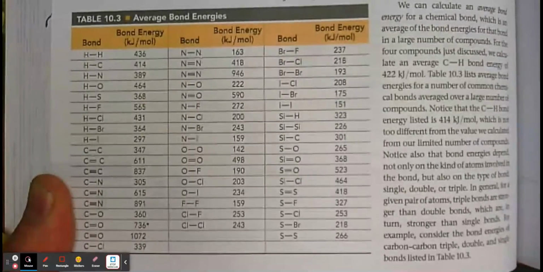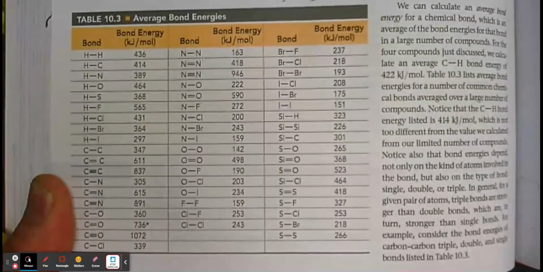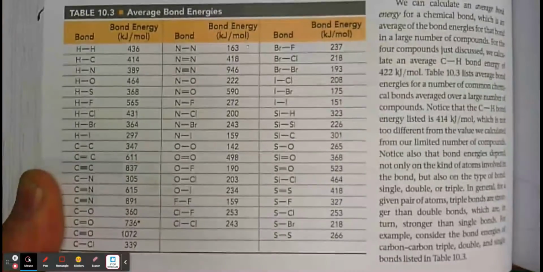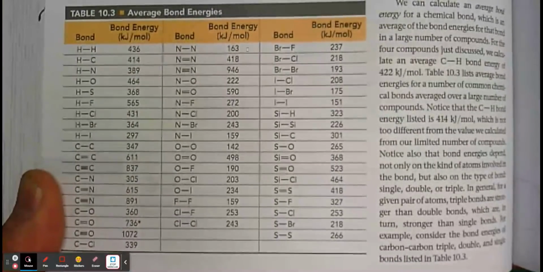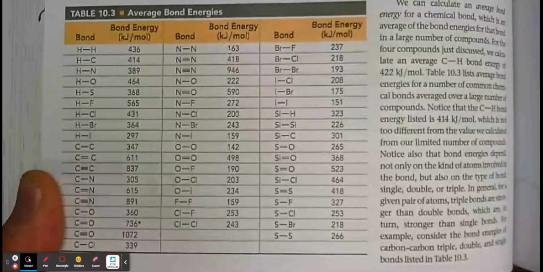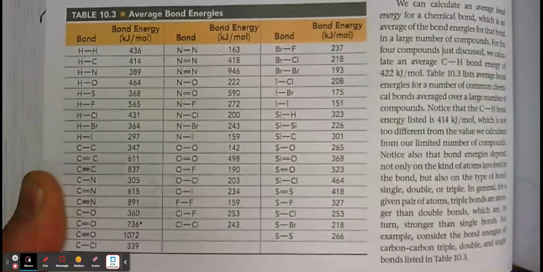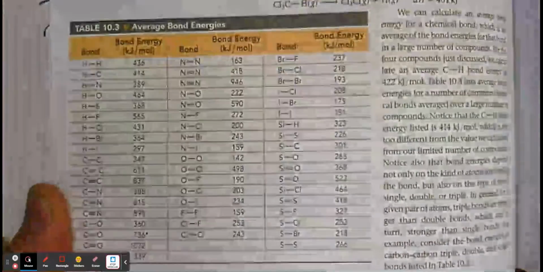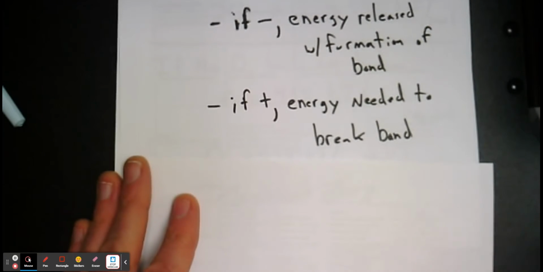So nitrogen, it's 160, a single bond between two nitrogen. To make that bond, 163 kilojoules per mole would be released. So this would be negative, and you need 163 kilojoules per mole to break that bond. So there, negative. All right, that means you're releasing the energy to make it, when you make it. And opposite, when it's positive, that's how much you need to snap it.